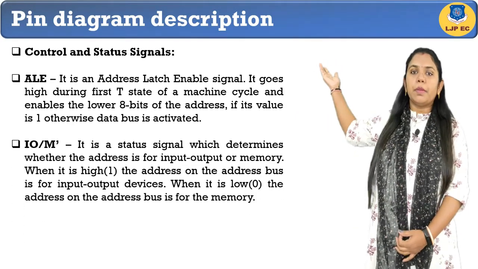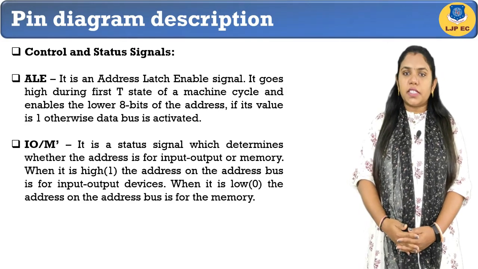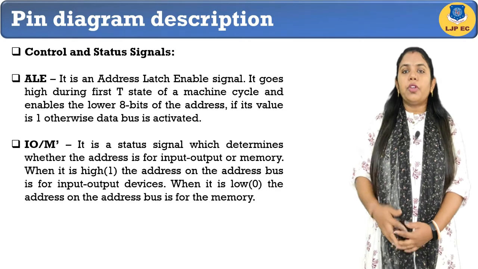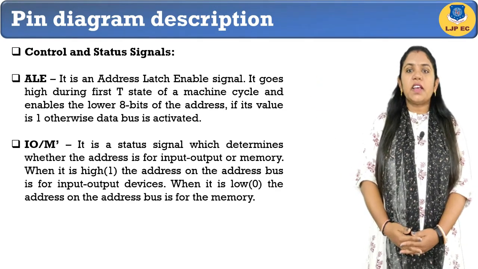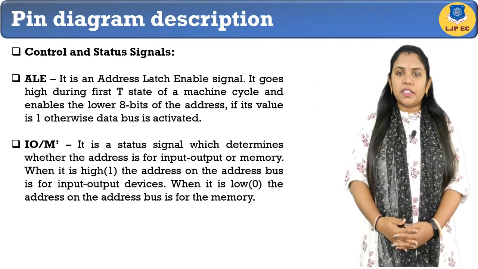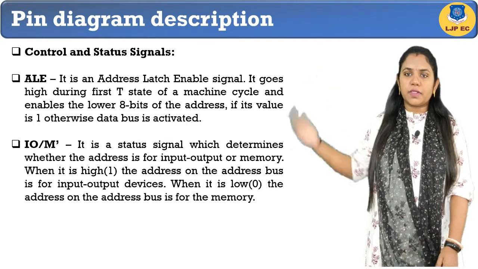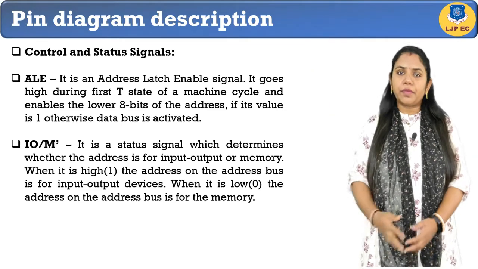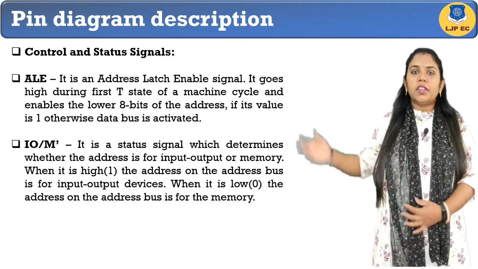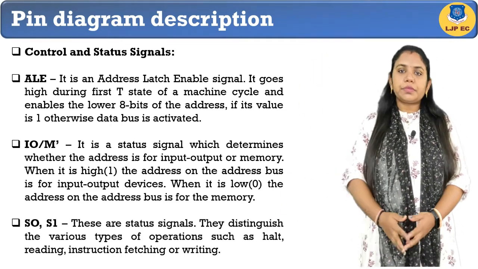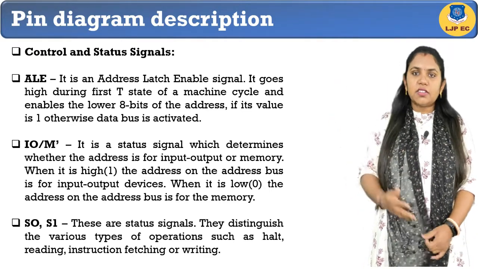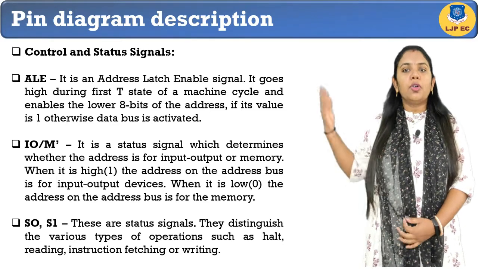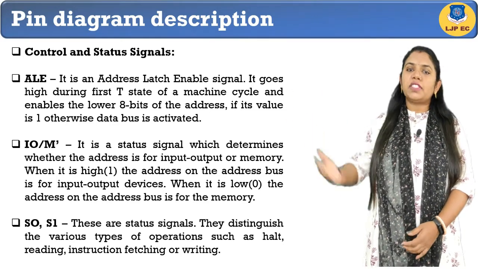Next, IO/memory bar. It is a status signal which determines whether the address is for input, output or the memory. When it is high, the address on the address bus is for the input output devices. When it is low, the address on the address bus is for the memory. The next is S0 and S1. These are the status signals. They distinguish the various types of operation such as halt, reading, instruction fetching or writing.